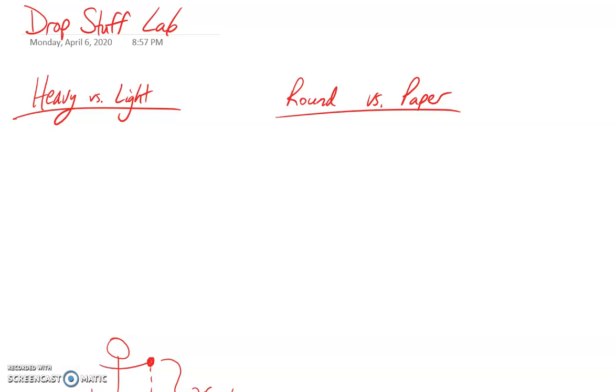Hi everybody, I wanted to walk you through how the drop stuff lab from Monday should have gone. Kind of highlight some points. First thing you did was test dropping a heavy object and a light object from the same height at the same time to see which one would land first, if any.